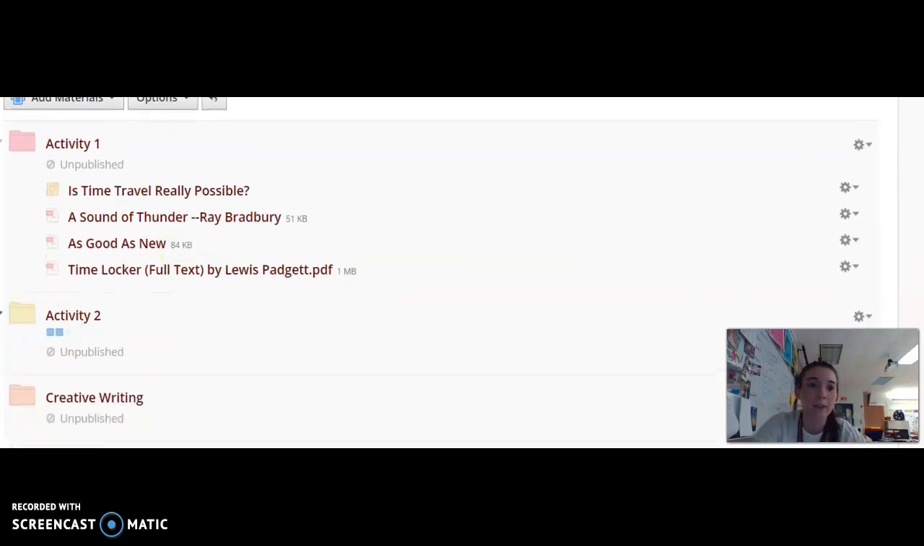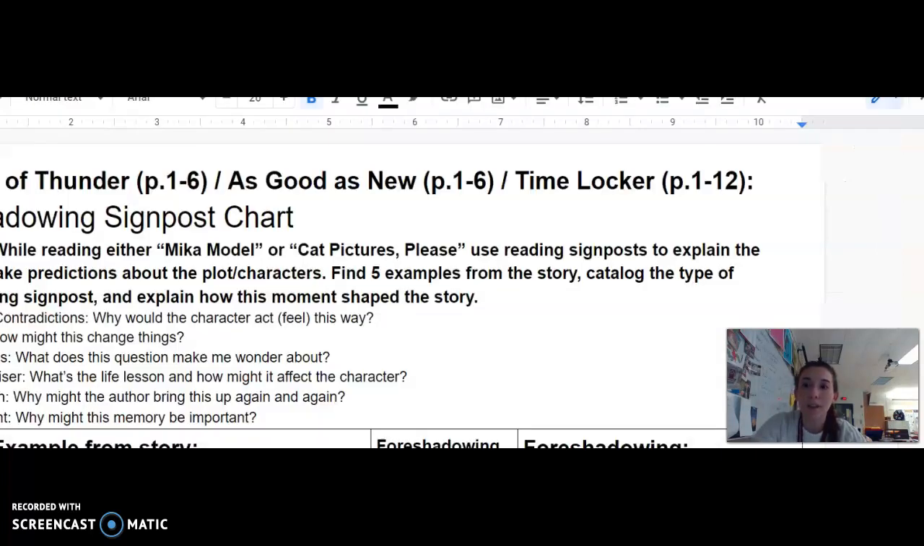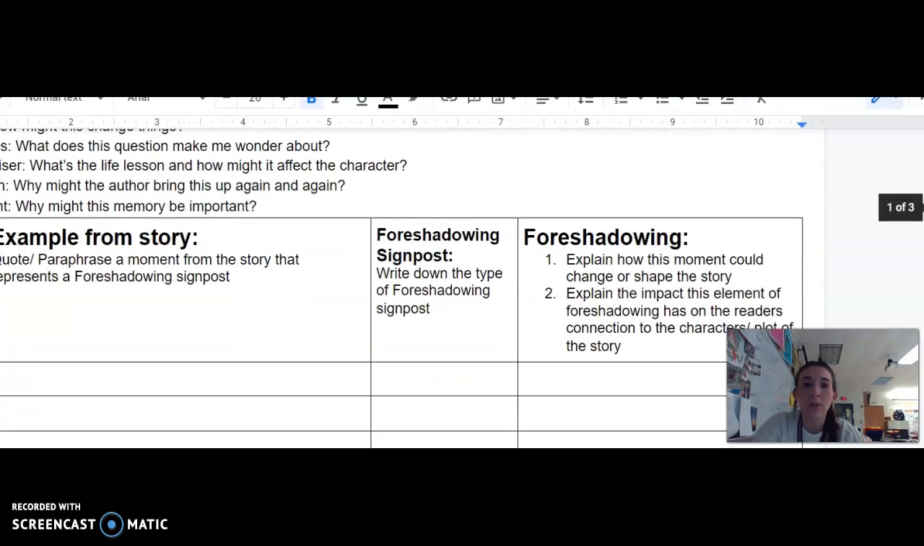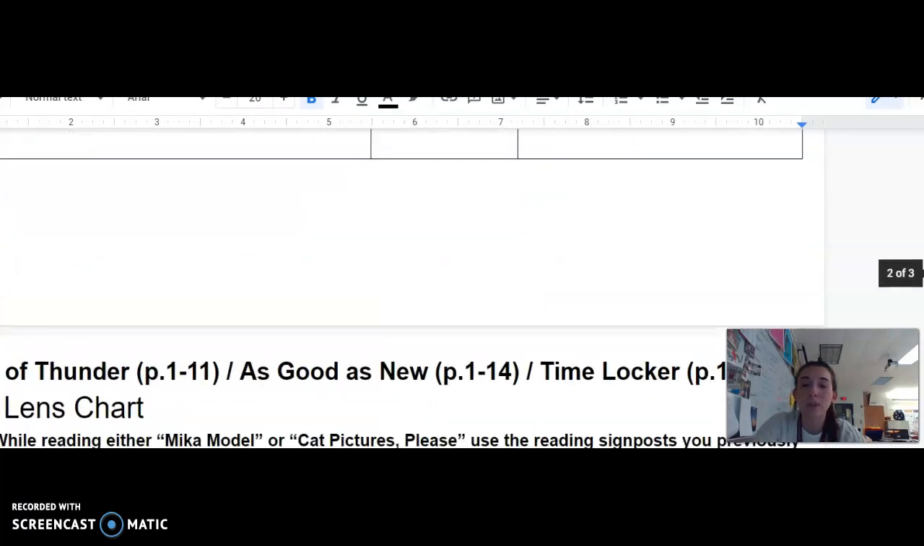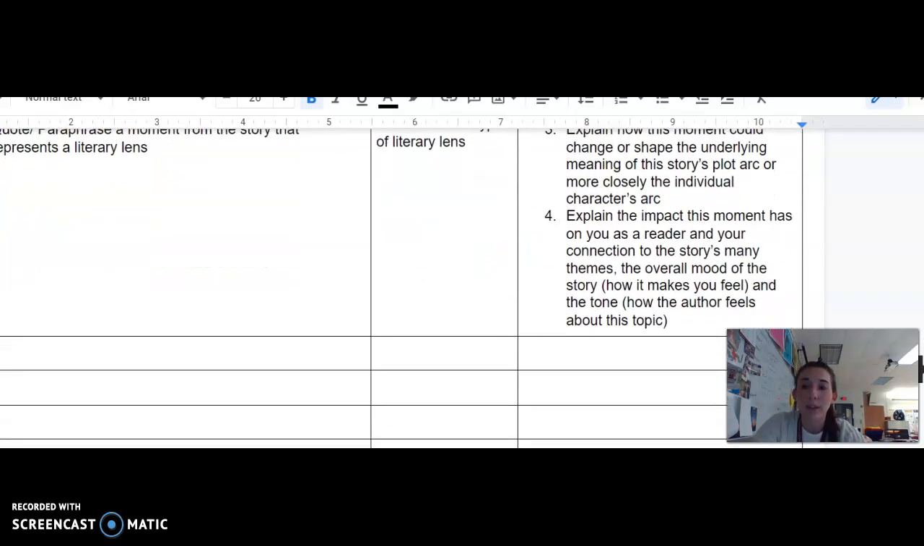Activity 2 builds on Activity 1. You will find our worksheet for the 3 different story choices for time travel options, foreshadowing, and literary lens chart, which looks like this. So it's similar to the worksheet you were already working with, where we are looking for 5 examples of foreshadowing and 5 examples of literary analysis using literary lenses.